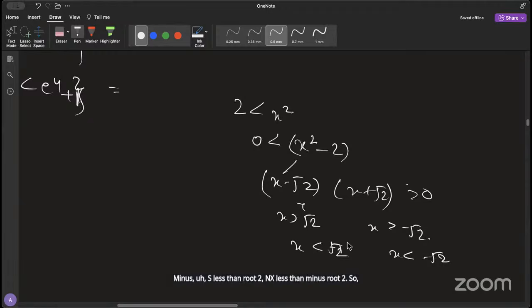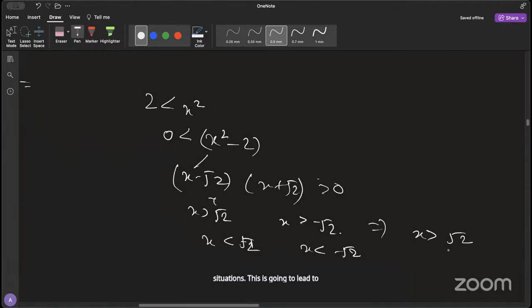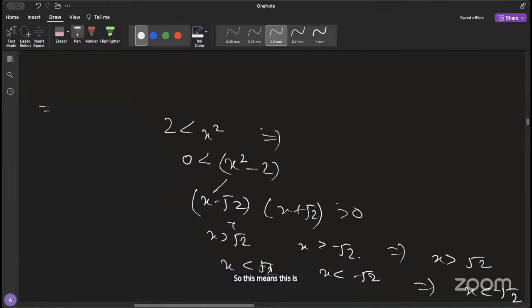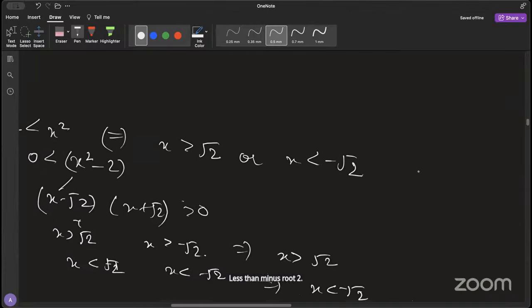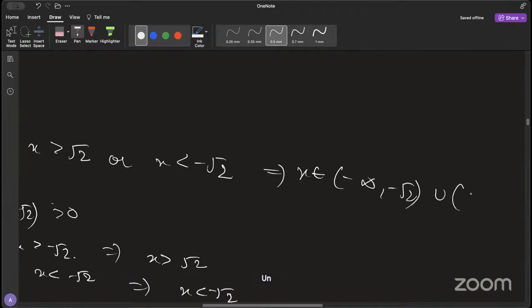So these are going to give you two situations. This is going to lead to x greater than root 2, and this is going to lead to x less than minus root 2. So this is the same as x greater than root 2 or x less than minus root 2. So this gives us x belongs to the interval minus infinity to minus root 2 union root 2 to infinity.